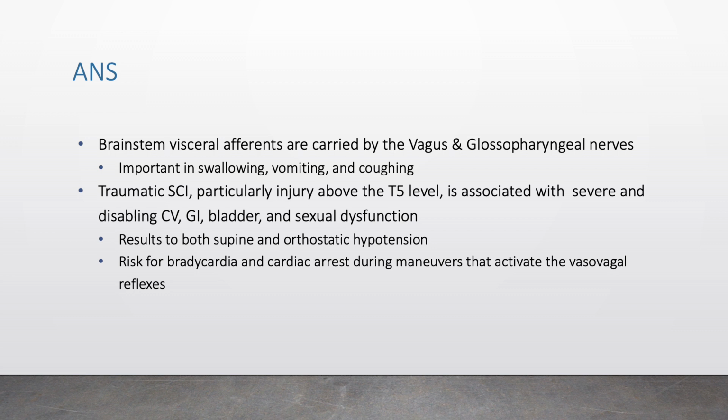Traumatic spinal cord injury, particularly injuries above the T5 level, can lead to severe and disabling dysfunction of the cardiovascular, gastrointestinal, bladder, and sexual systems. Common autonomic dysfunctions include both supine and orthostatic hypotension, as well as risks of bradycardia and cardiac arrest during certain activities that activate vasovagal reflexes.